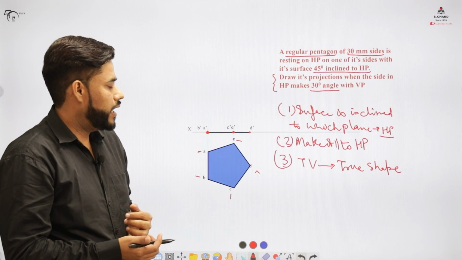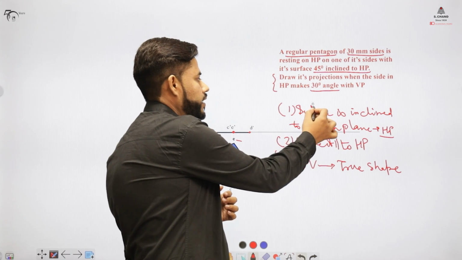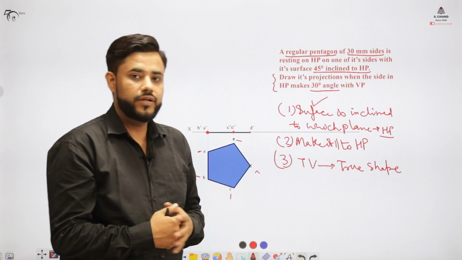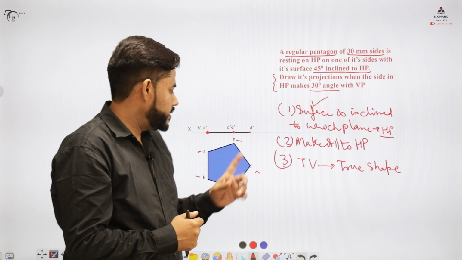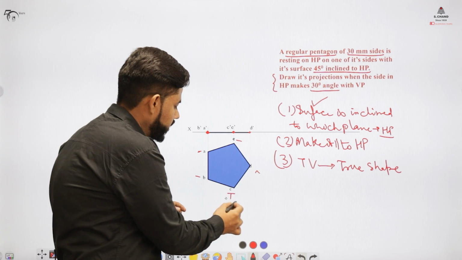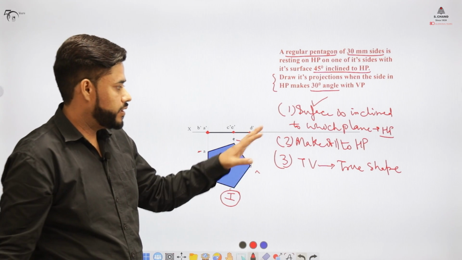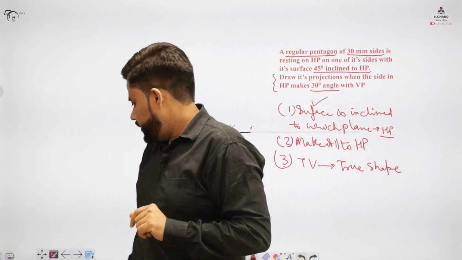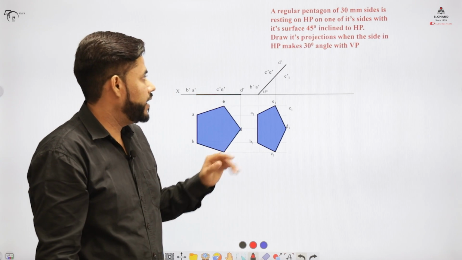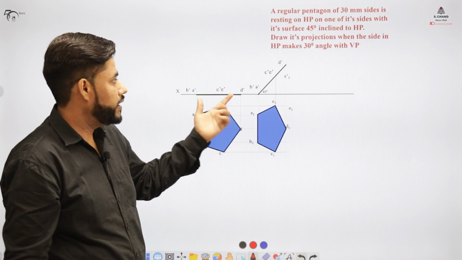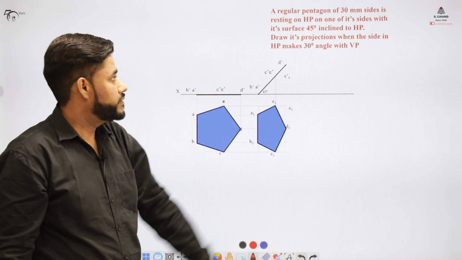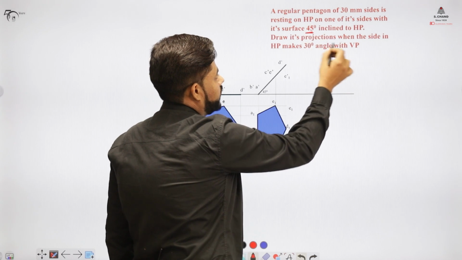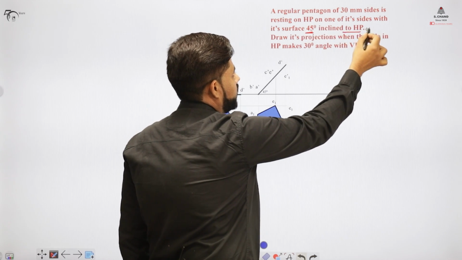Now, I have told you that initially we would be concerned about the surface part, that is, the surface is inclined to which plane. This part is done by making it parallel to the horizontal plane. So this would be the first step of the question. In the later stage, you will make the line inclined, or you will check that this line is inclined to which surface. So it is 45-degree inclined to the horizontal plane.